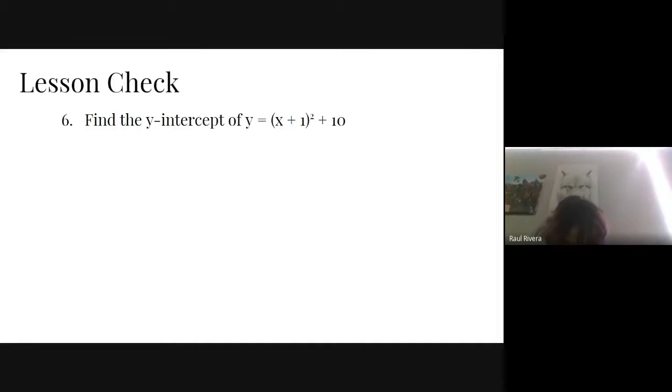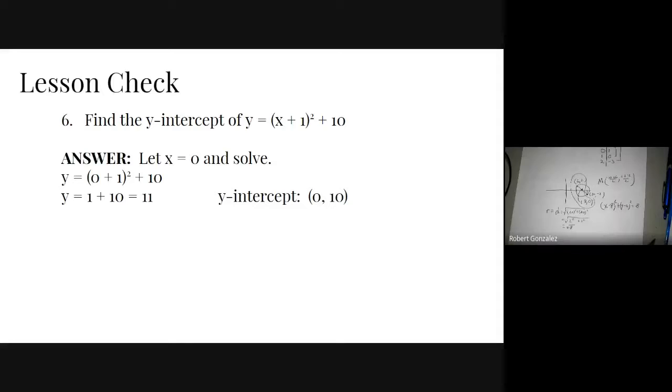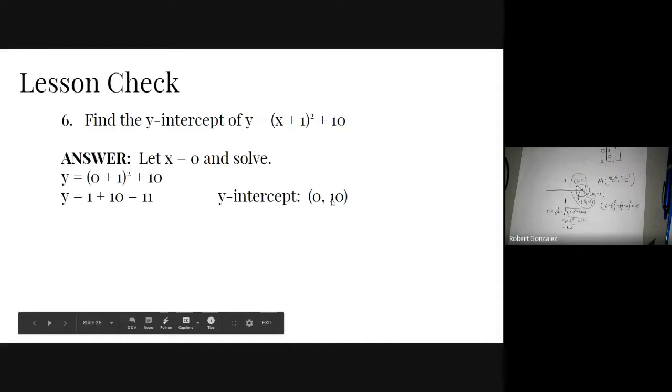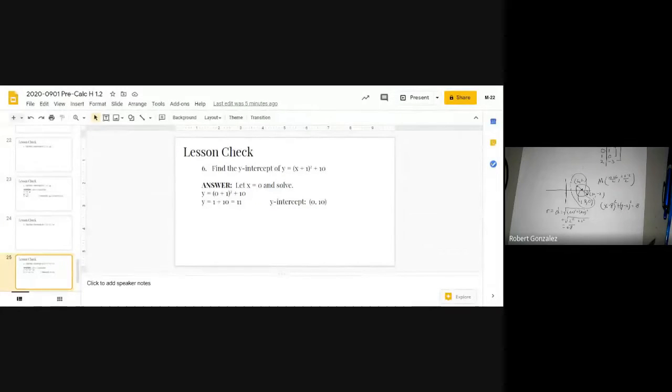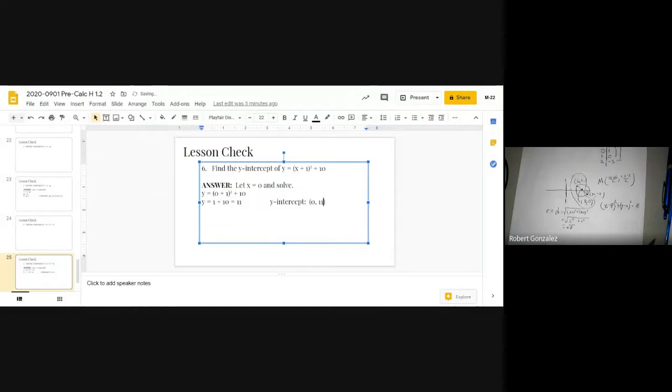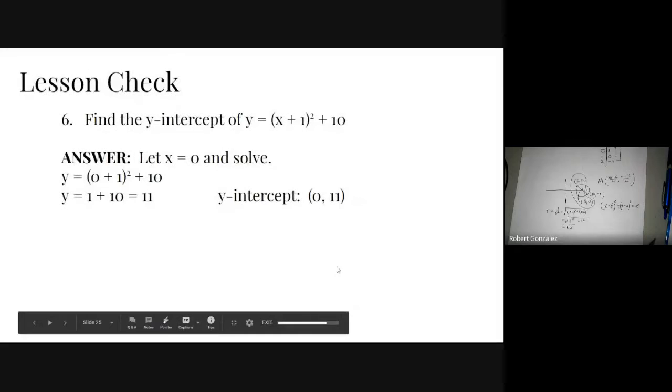(0, 11). That is what I should have gotten. You can see I got an 11 here. I'm going to fix this right now again, so it looks good when I hand out these. 11. There we go. (0, 11) is correct.